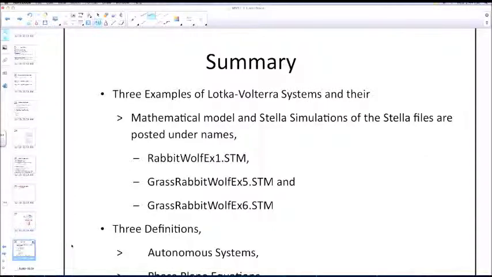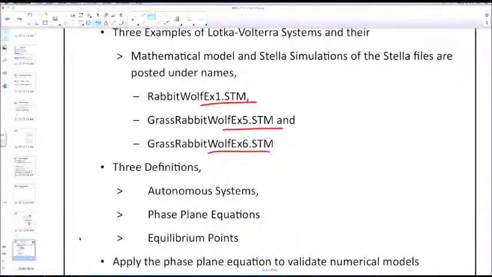And finally, let me summarize what we talked about in 2 minutes. Well, we talked about 3 examples of the traditional Lotka-Volterra system and the extended system. The 3 files in Stellar are posted on the blackboard, like these 3 names here. You can identify the name and run it, observe it, change the numbers. That's your exercise.